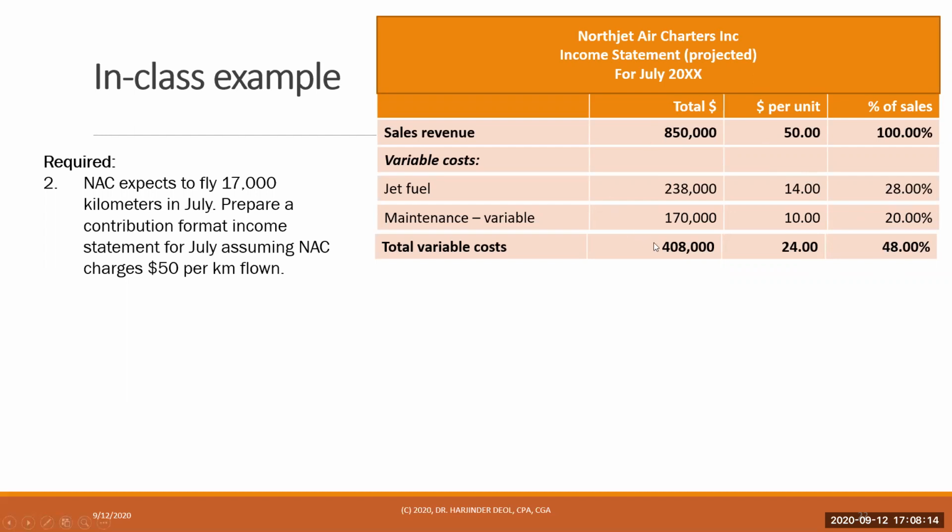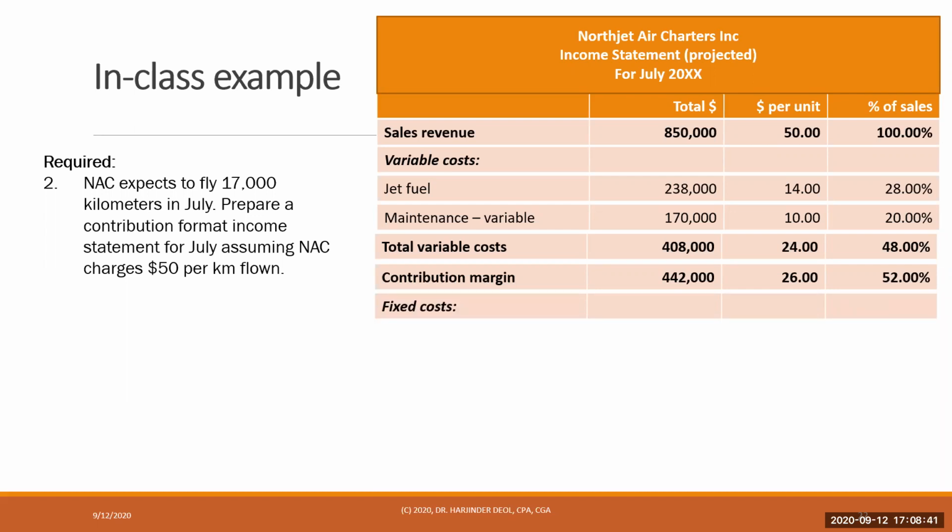Sales minus the total variable cost gives us contribution margin. Contribution margin is the difference between sales and total variable costs. So on a per unit basis, 50 minus 24, we get contribution margin of $26 per kilometer. As a percentage of sales, that's 52%. The total dollars are $442,000.